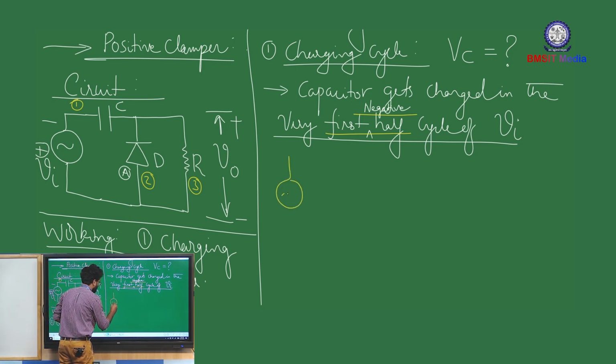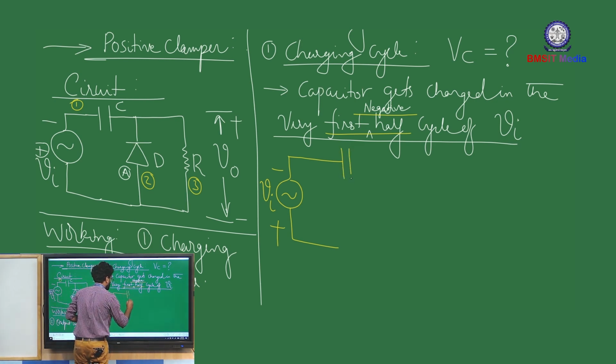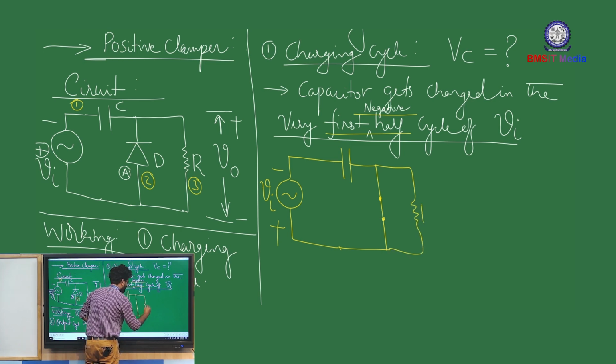In order to determine the voltage, let us draw the equivalent circuit for the charging cycle. We have considered the negative half cycle, right? And here comes the capacitor, and the diode is going to get forward biased. Under forward biasing mode, the diode acts like a short switch or closed switch. This is your resistor R, and this is the output voltage V0.